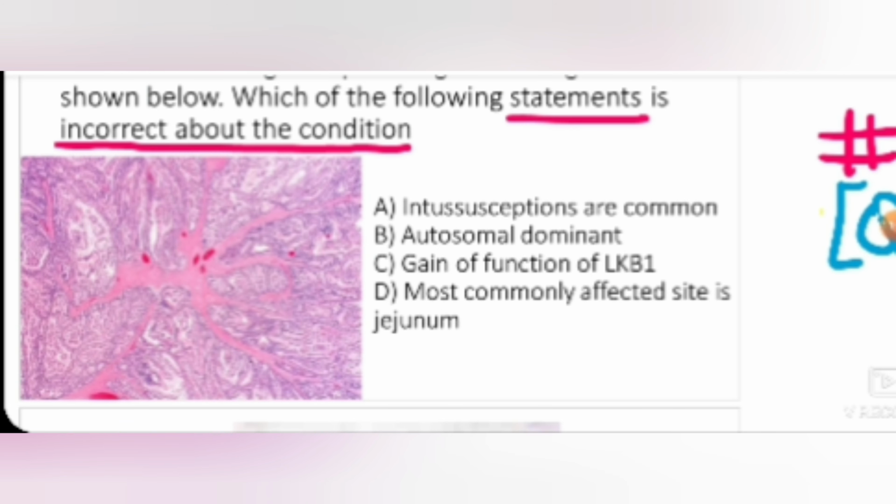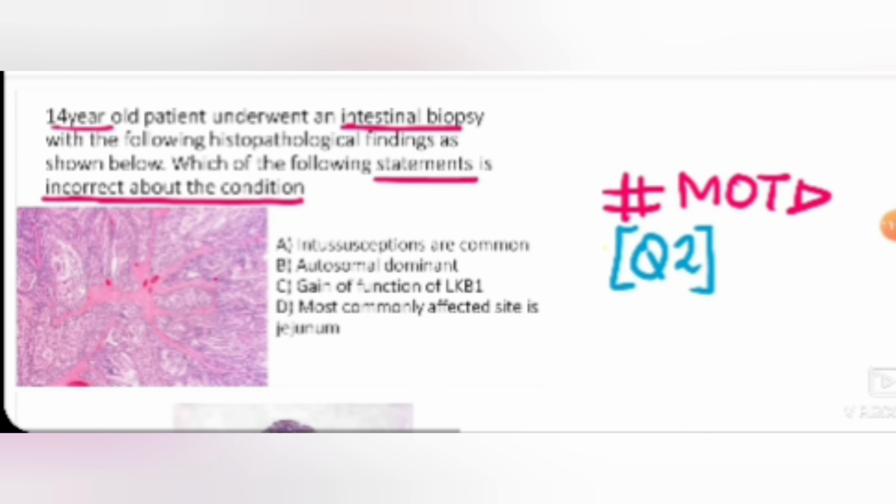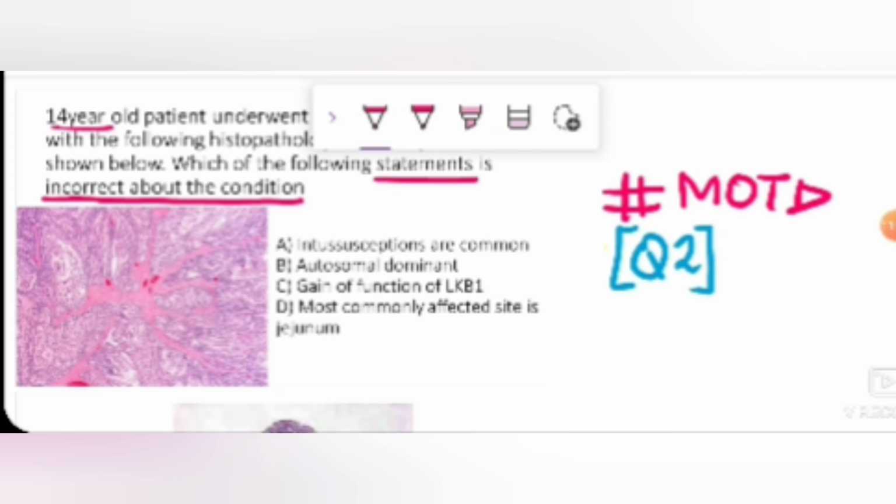So let us read the options. You had to find the incorrect statement. Option A, intussusceptions are common. Yes. Option B, autosomal dominant. Very true. Option C, gain of function of LKB1. No, it was loss of function of LKB1, and that's your answer over here. Option D, most commonly affected site is jejunum. Well, yes, that is what we just studied.